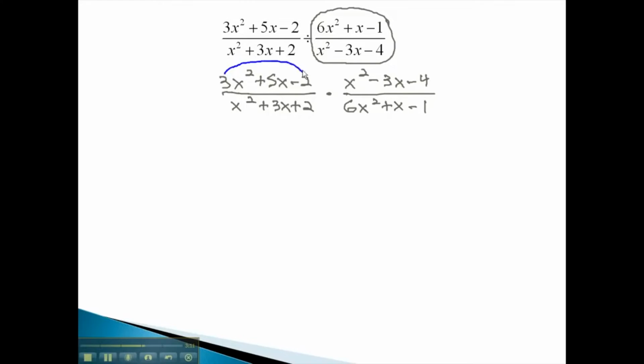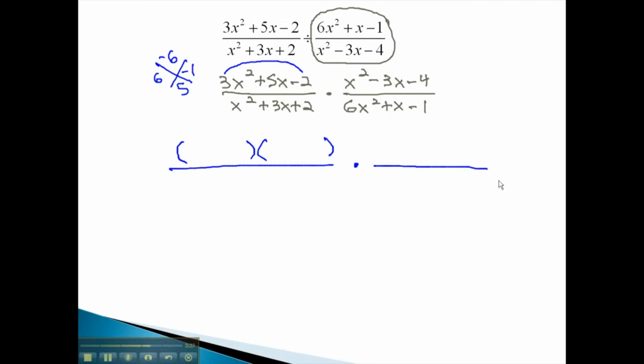Factoring the first numerator, we want to multiply to negative 6 and add to 5. This is going to be positive 6 and negative 1. To set up our factors in the fraction, to get 3x squared, we need 3x times x. 3x is multiplied by something to give us the 6. That's 3x times 2. In the center, x times negative 1 will give us the negative 1 we want.